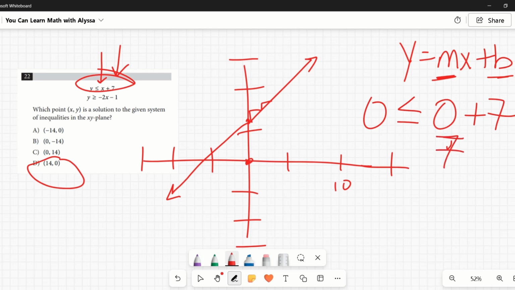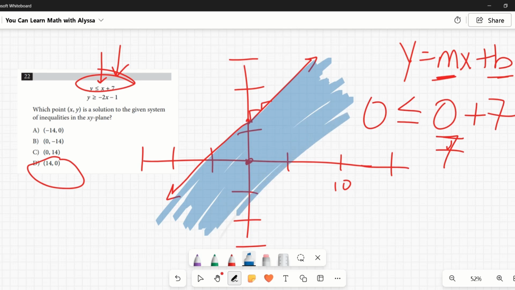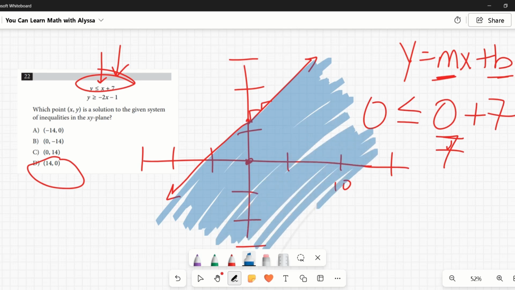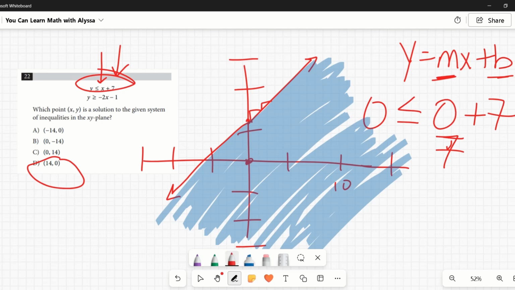Is 0 less than 7? Yes, it is. So I know I'm shading below there. I can use that again if I forget that with lines less than or equal to, we shade below it. So with that little quick sketch, because I'm like, okay, it's x plus 7. That's what it's going to look like. It's less than, so I'm shading below it.